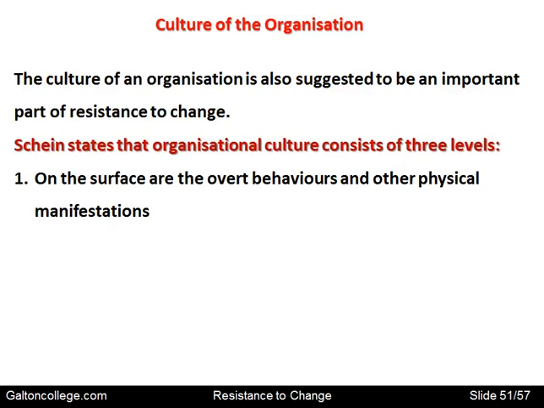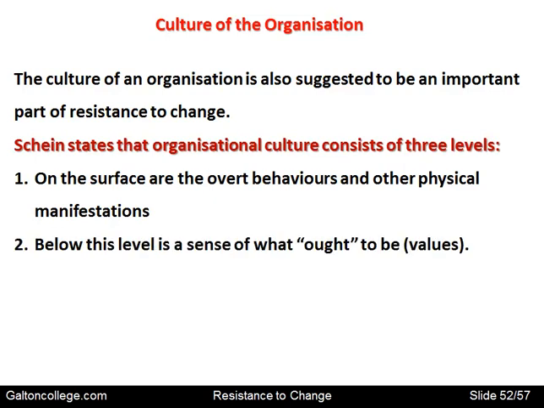It's what people say. It's the way that people act that can be observed. They're not hiding this. This is overt behavior. And it's possible to look at the implications of their behavior and observe them. So there's nothing hidden here. And below this is a sense of what ought to be. These are the values. And sometimes people carry these inside. They believe this is what ought to happen. This is what we're actually doing, but this is what ought to happen.